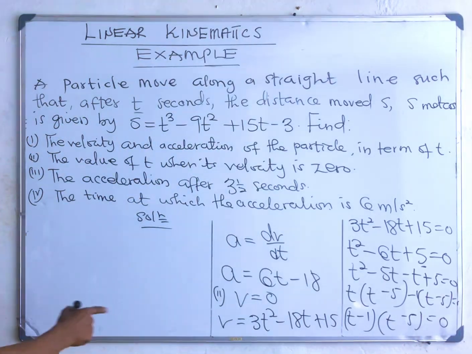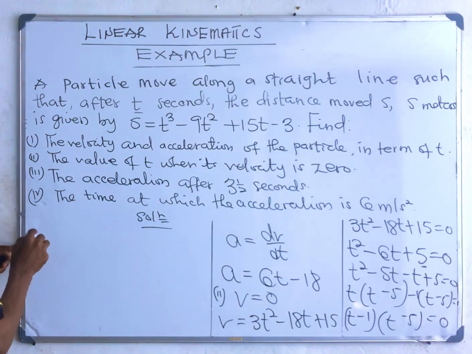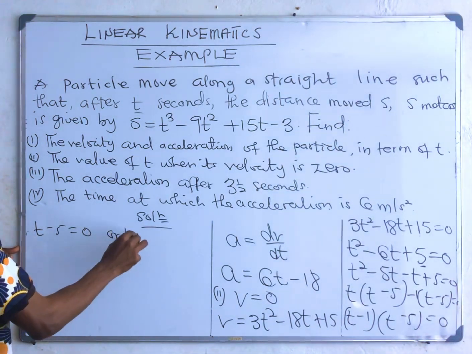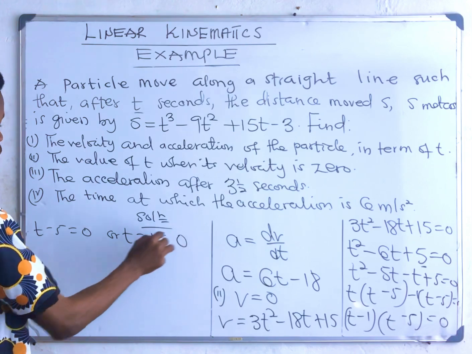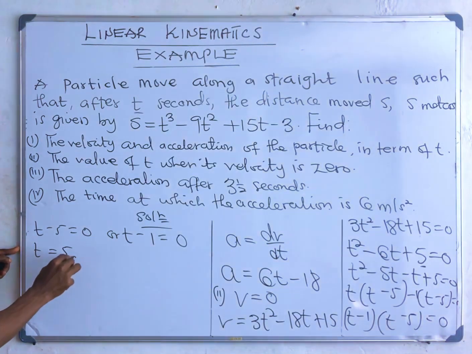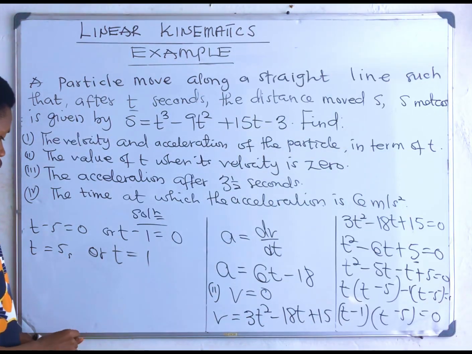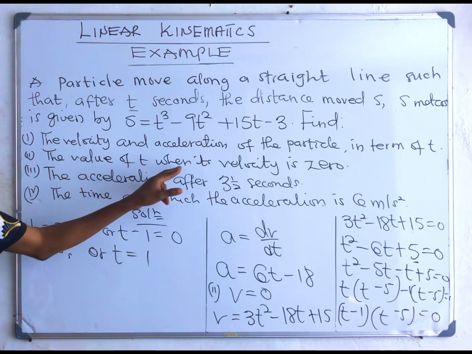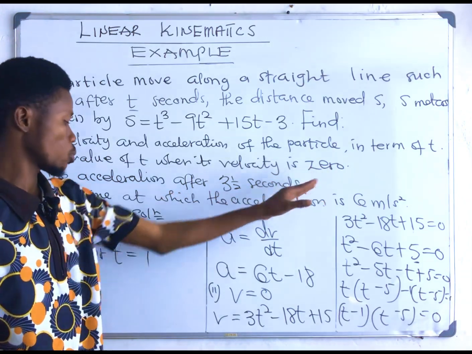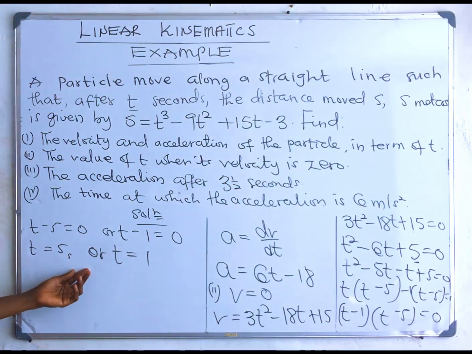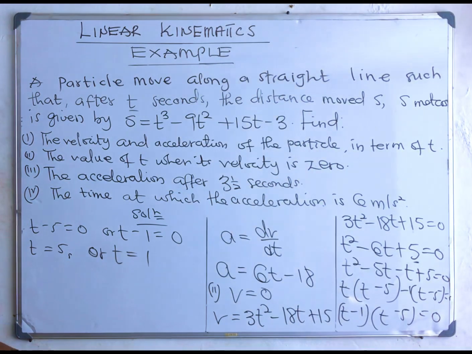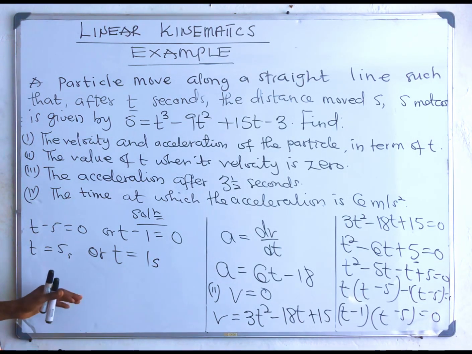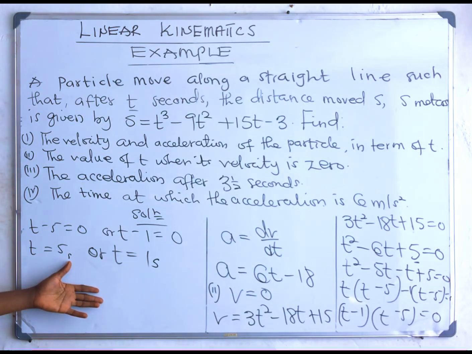Let me clean this side up. So looking at this one, we have t minus 5 equal to 0, or t minus 1 is equal to 0. It means that our t is 5 seconds or t equals 1 second. Is that okay? So the value of t when its velocity is 0 is t equals 5 seconds or t equals 1 second. That is what we have for the second one.